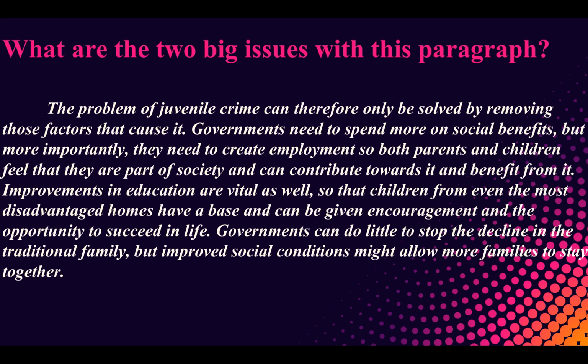The problem of juvenile crime can therefore only be solved by removing those factors that cause it. Governments need to spend more on social benefits, but more importantly, they need to create employment so both parents and children feel that they are part of society and can contribute towards it and benefit from it. Improvements in education are vital as well, so that children from even the most disadvantaged homes have a base and can be given encouragement and the opportunity to succeed in life. Governments can do little to stop the decline in the traditional family, but improved social conditions might allow more families to stay together.